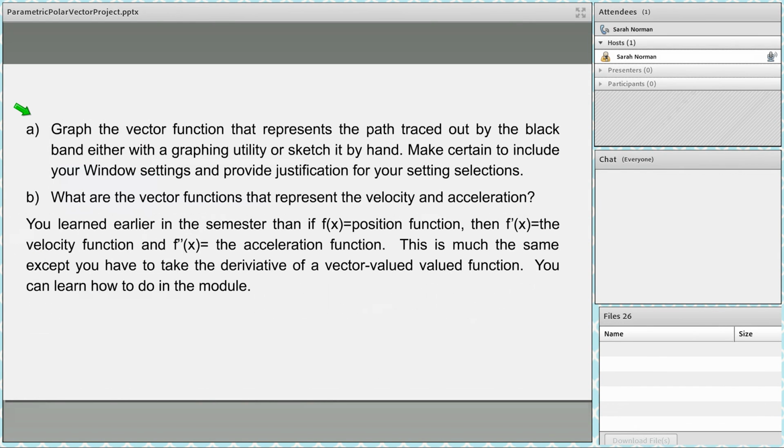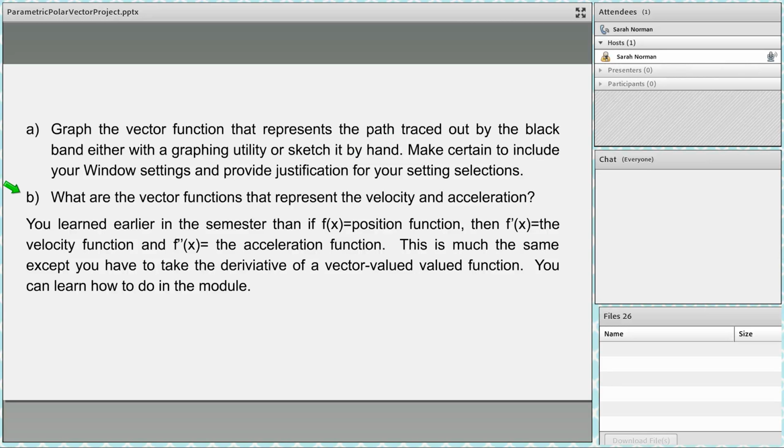Okay, so graph the vector function, that's part A. So I already told you how to do that. It says to make certain to include your window settings and provide justifications for your settings. So we just went over why you use 2 pi and all of that. If you're using Desmos, you're already going to have the scale and window on there. If you're using a handheld TI calculator, then you are going to have to also take a screenshot of your window settings since that doesn't appear on the same screen as the graph.